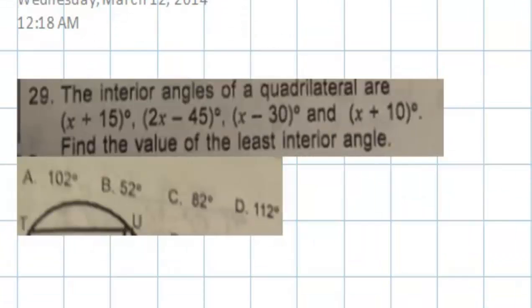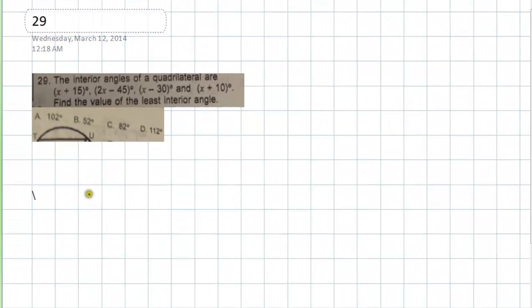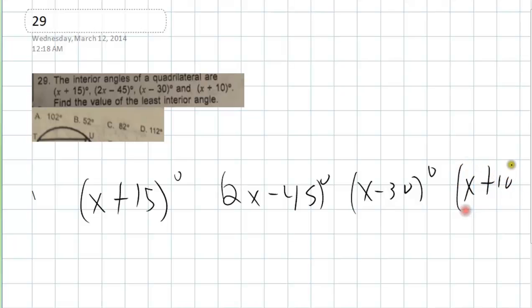Alright, so here we have question 29, and it says the interior angles of a quadrilateral are x plus 15 degrees, x plus 15 degrees, 2x minus 45 degrees, x minus 30 degrees, and x plus 10 degrees. And it wants us to find the value of the least interior angle.